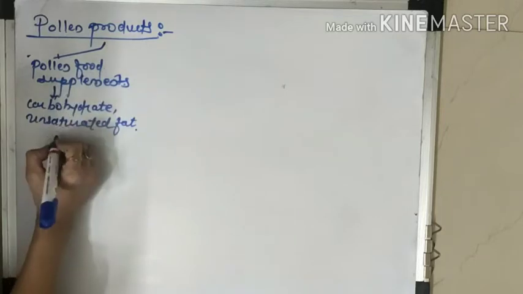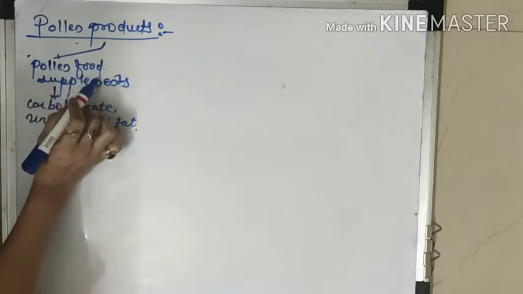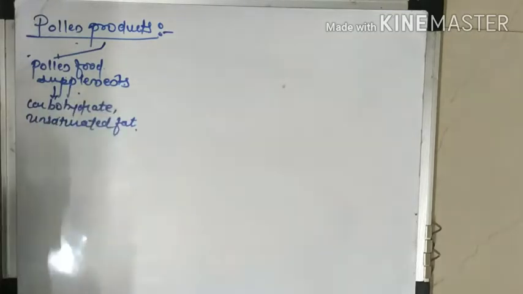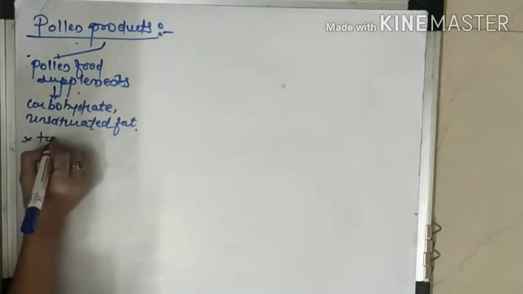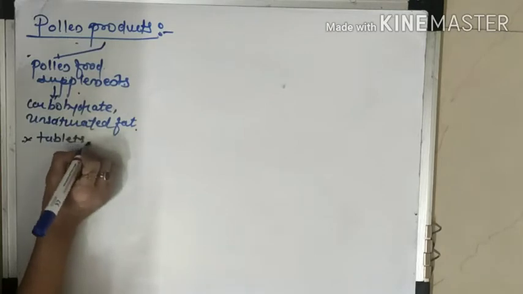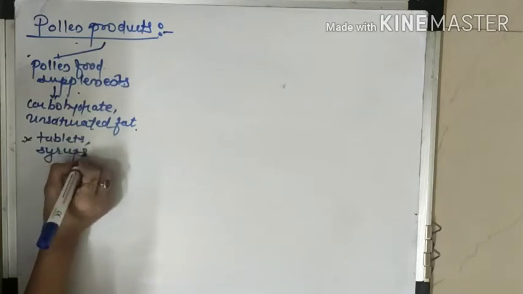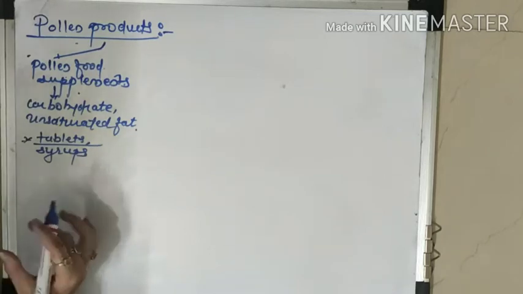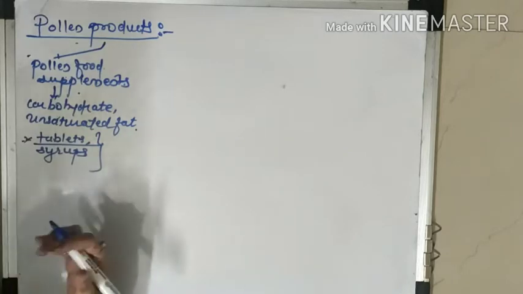Now these are two pollen grain products available in the form of pollen food supplements. They generally contain abundant amounts of carbohydrate and saturated fats. Nowadays they are used in the form of tablets or in the form of syrups. They are available as tablets as well as syrups. And what is the function of them? They enhance vital body functions.